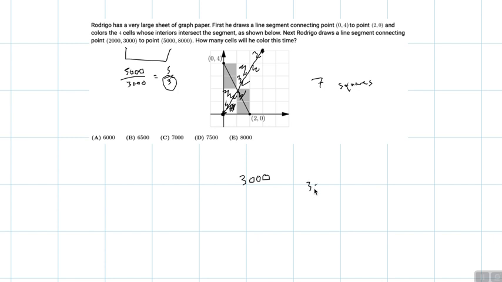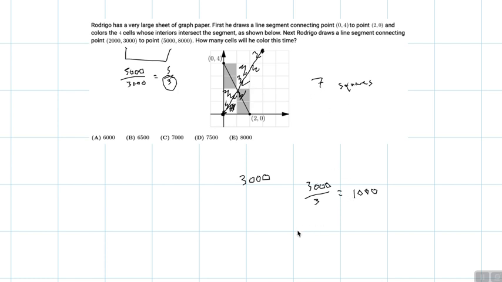So therefore, the number of iterations is going to be this 3000, the total distance it's traveling over, divided by these 3 units, which is 1,000. So there are going to be 1,000 iterations of every time we go over 3, up 5. And in each iteration, 7 squares are going to be colored.